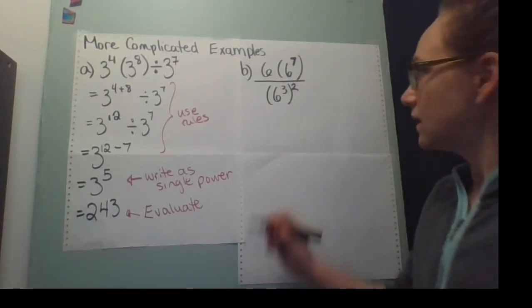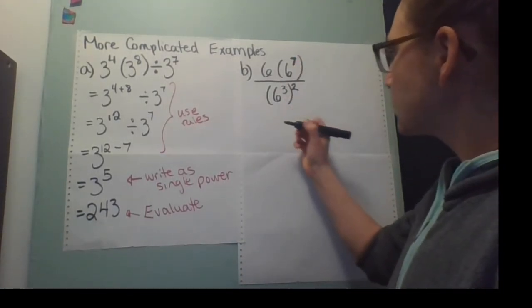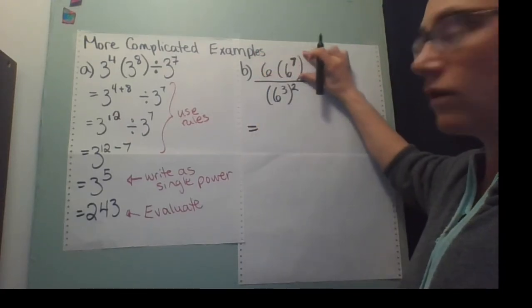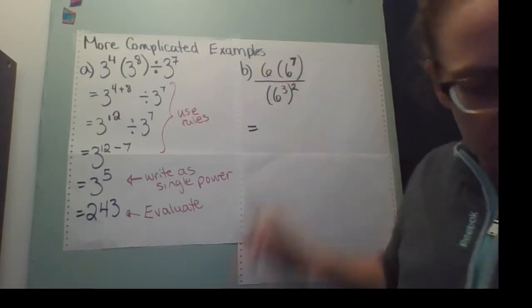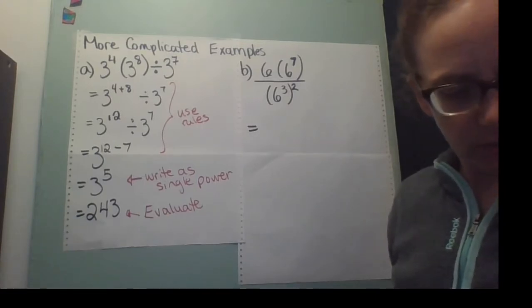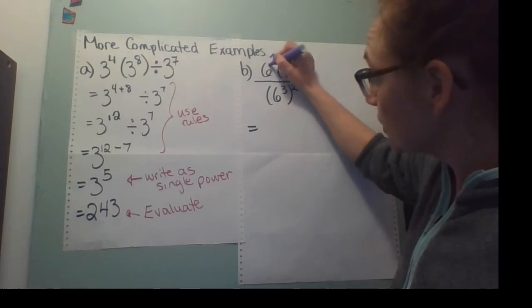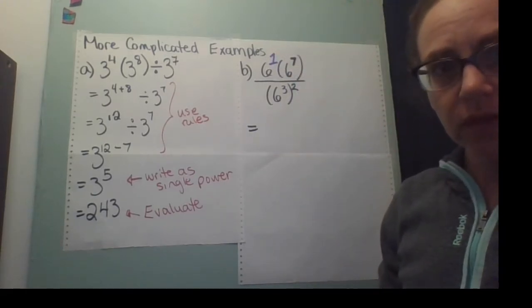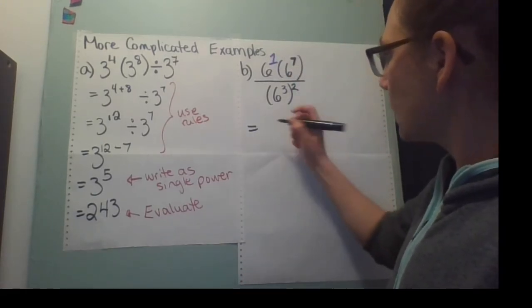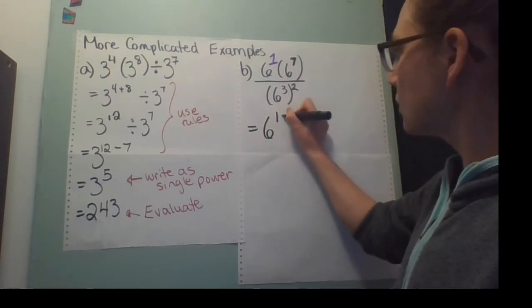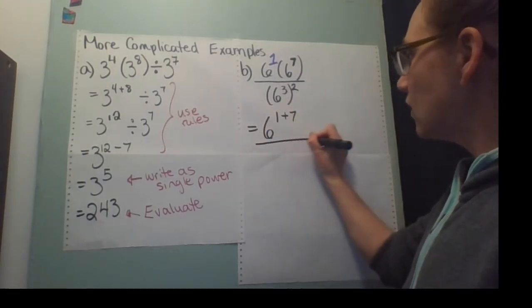Okay, we're almost done here. Let's do this lovely example. So let's deal with our numerator first. We're going to simplify it. Because I'm multiplying, I'm going to add my exponents. And when an exponent is not written, it's understood to be a 1. Okay? So in my new numerator, I've got 6 to the exponent 1 plus 7 all over.